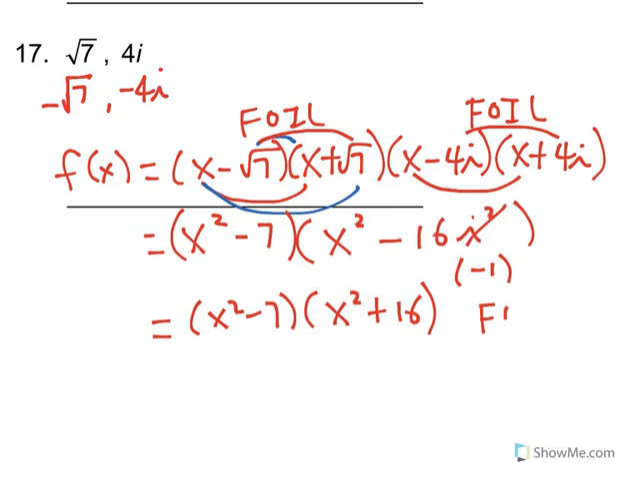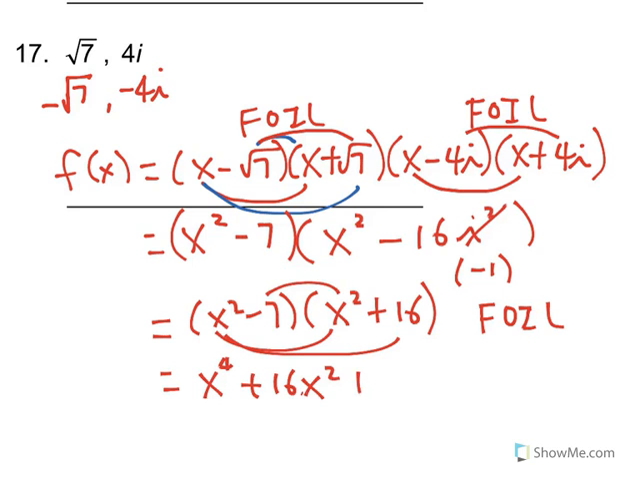And then the last step would be to FOIL the remaining two factors now that we have the new factors. So with the first term, we're going to have x to the 4th. Middle term, the outer term is plus 16x squared. And the inner term will be minus 7x squared, and the last term is minus 112.